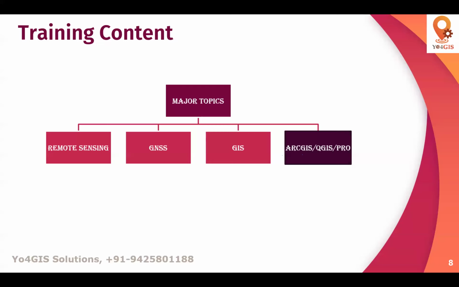What are the major things we are going to cover in this course? As I told you, the first one is remote sensing. What is remote sensing?